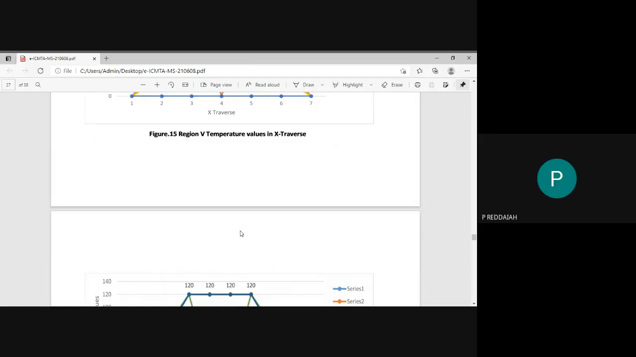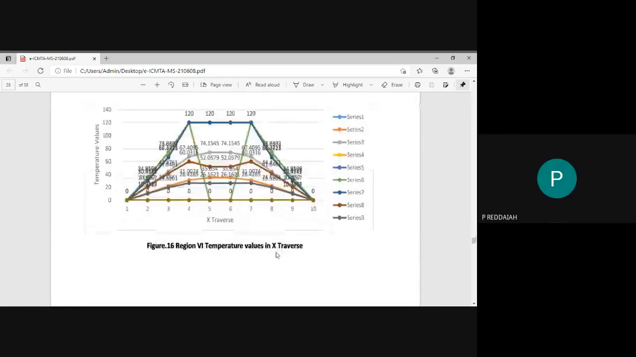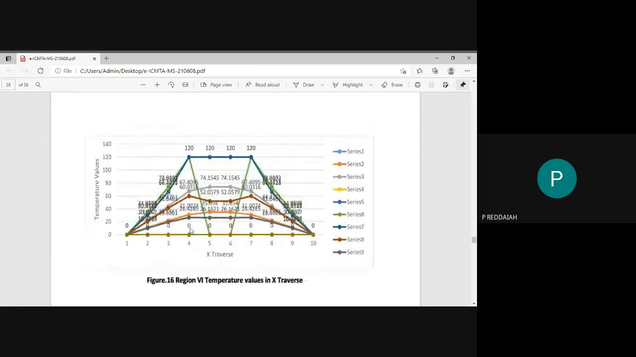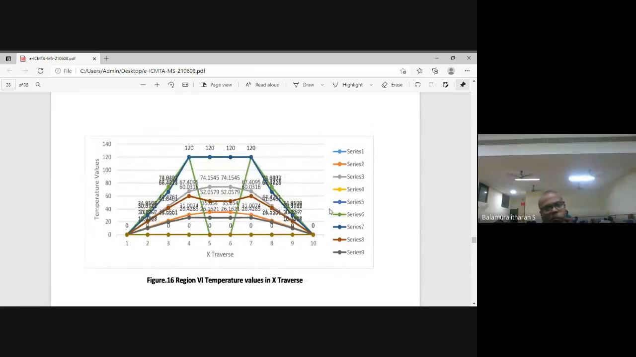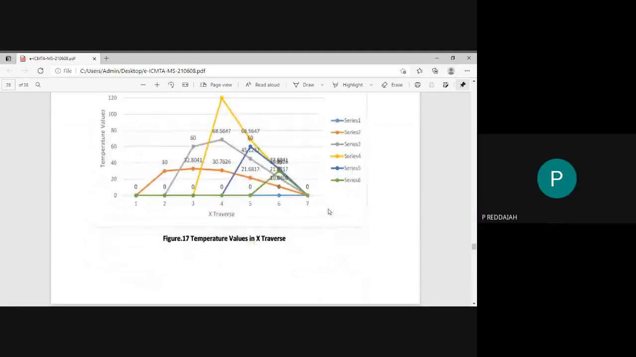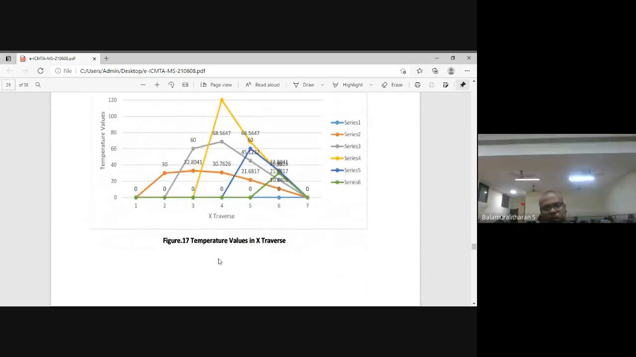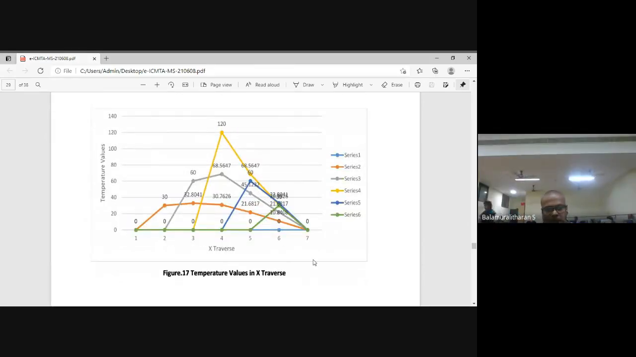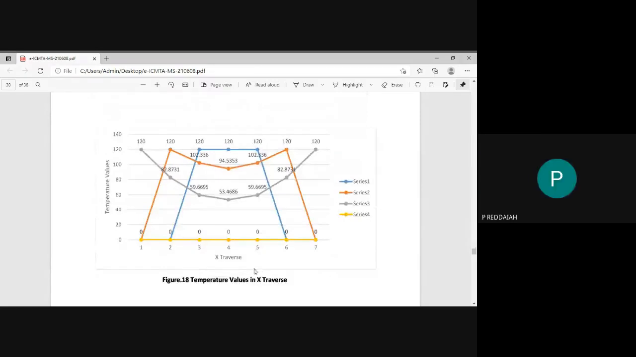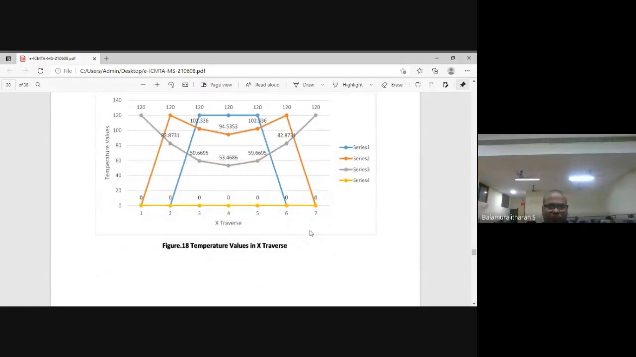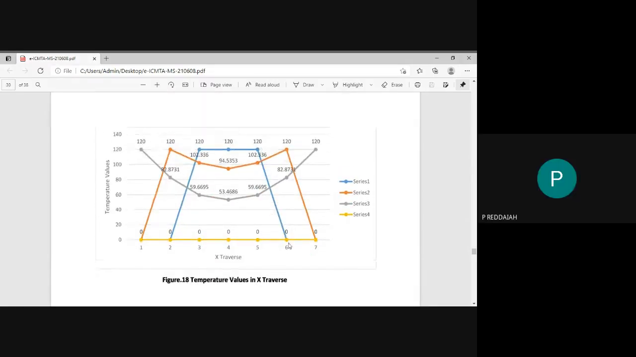Next, this is region 6. When you traverse in the x direction, here also it shows an increasing trend. Here for region 3, and then region 18. In all these 4 regions, when you traverse in the x direction, it shows an increasing trend.